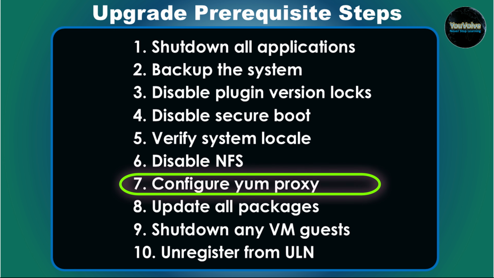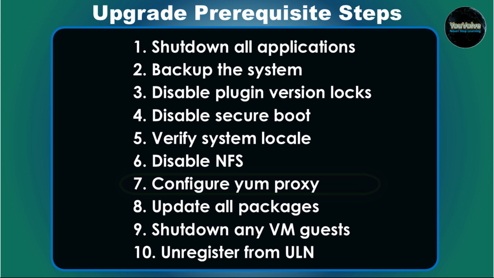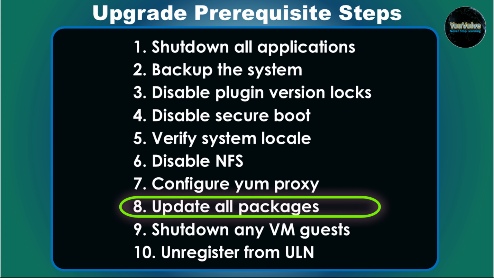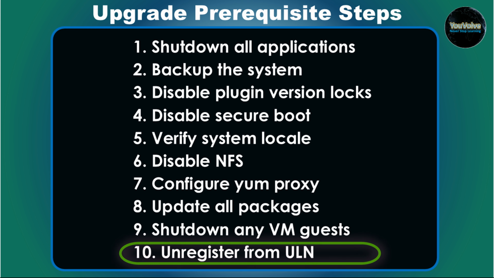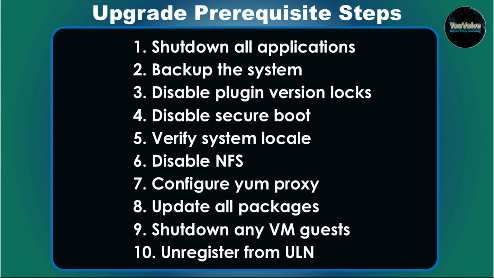Number 7, configure YUM proxy if you are using a proxy to connect to the internet, otherwise skip. Number 8, update all packages to avoid any incompatibility issues. Number 9, close any virtual machines that are running, or skip the step if there are no VMs running on your server. Number 10, unregister from ULN, that is the Unbreakable Linux Network.